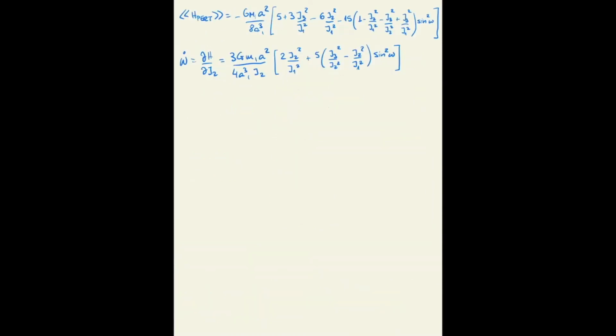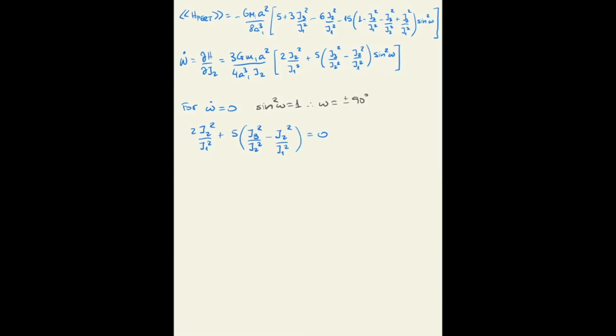Now the system has a root. You can set this equal to 0 and find when this term is going to be equal to 0. So to find this root, we set first sine squared of omega to be 1. So that means omega is at plus or minus 90 degrees. And then the root is going to be found from the solution of this equation for the actions.